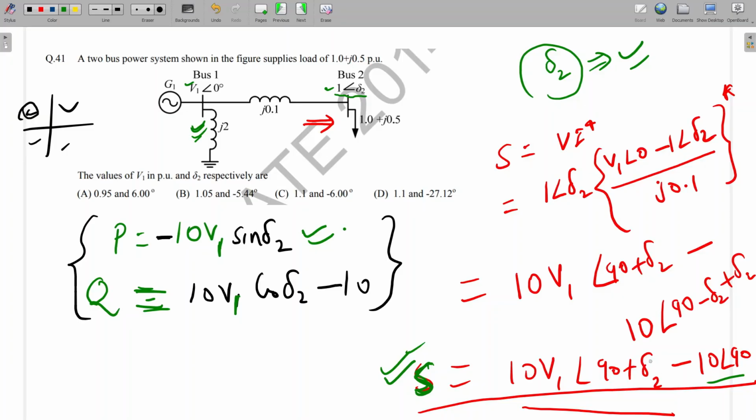For reactive power, we will take sine of this whole equation. So sine 90 plus delta 2. All sine will be positive in the second quadrant. So sine 90 plus delta 2 is cos delta 2, and this sine 90 is 1, so it will be minus 10. Okay, got it, sir. Thank you, sir.